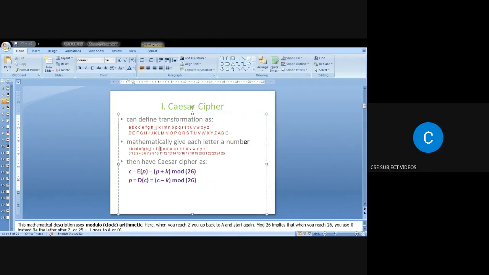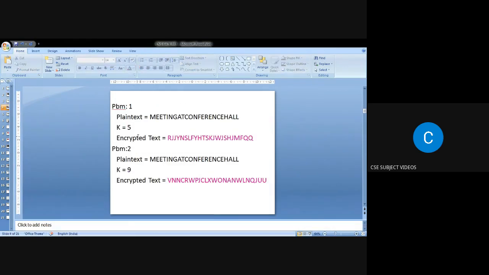Now instead of M, we have to substitute the ninth letter to the right of M. So N is 1, O is 2, P is 3, Q is 4, R is 5. So 1, 2, 3, 4, 5, 6, 7, 8, 9. Which is the ninth letter to the right of M? It is V. So see here, instead of M, we have to substitute V. Similarly, we continue the same process for all the letters given in the plain text. So for the same letter, you can get different encrypted text based upon the key value K.